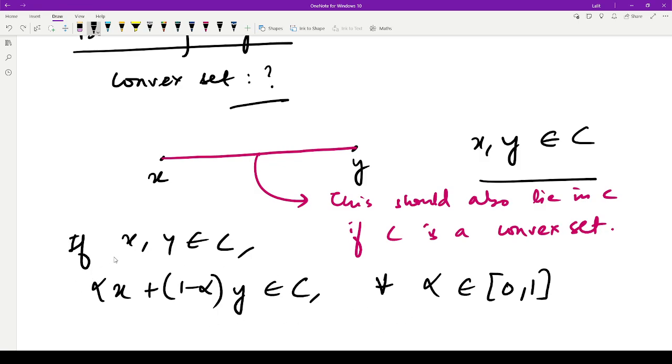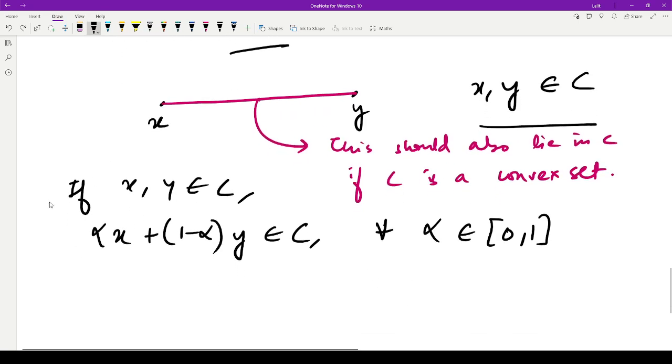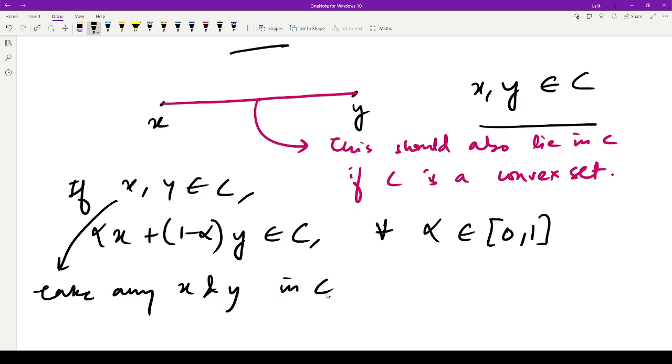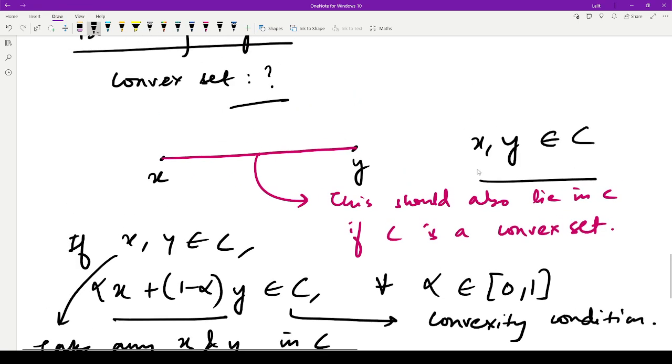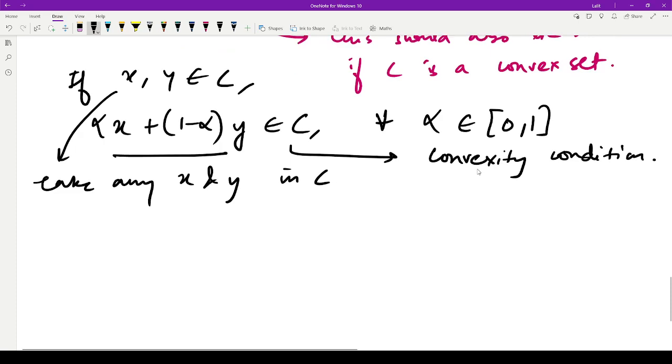So this also means that take any x and y in C, and then check for this condition. So for all values of x and y, this condition should be satisfied. This is the convexity condition. So, okay, this is what is meant by convex set. Next we move on to convex hull.